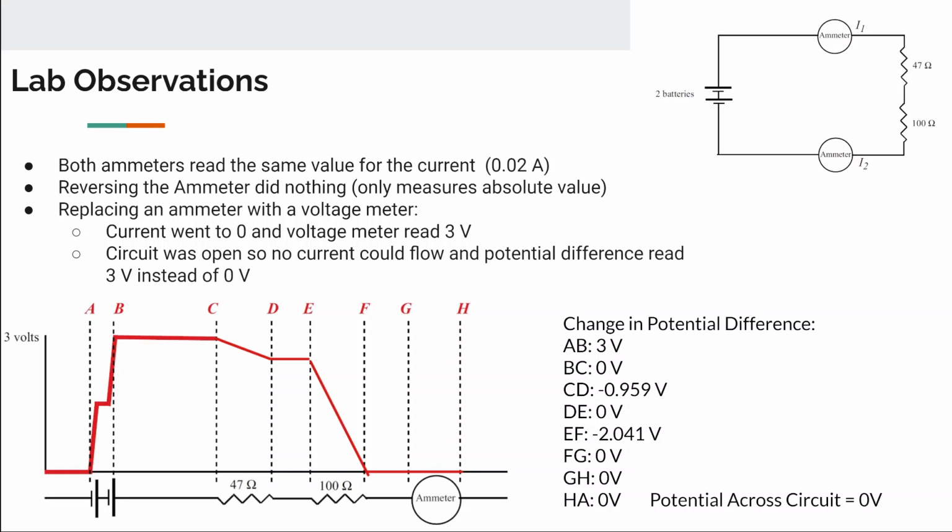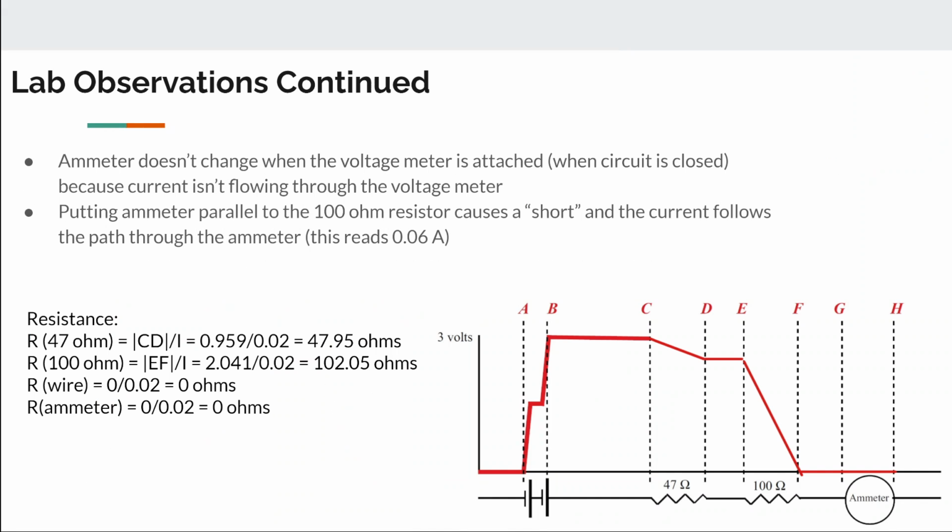I then measured the change in potential difference across different portions of the closed circuit and found that the total potential equals 0 volts due to the loop rule. When the voltage meter was attached to the closed circuit, the ammeter didn't change because current wasn't flowing through the voltage meter. The voltage meter only measured the potential difference between 2 points, not acting as an alternative route for the circuit.